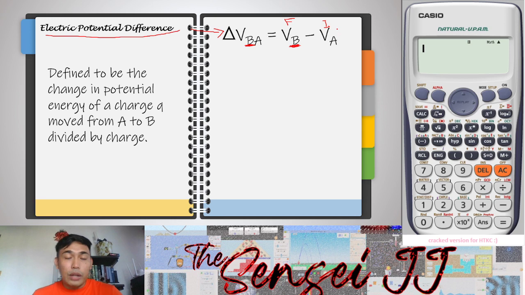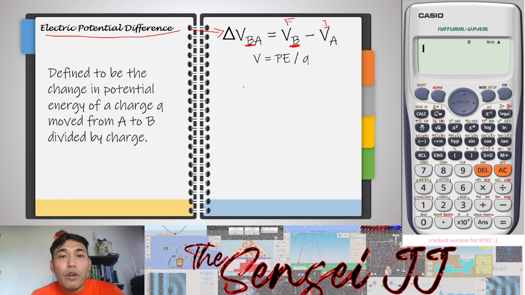Okay, so you know this one very well. This is the same concept as our physics one. So hindi na bago ito sa inyo guys. So we have here delta VBA is equivalent to VB minus VA.